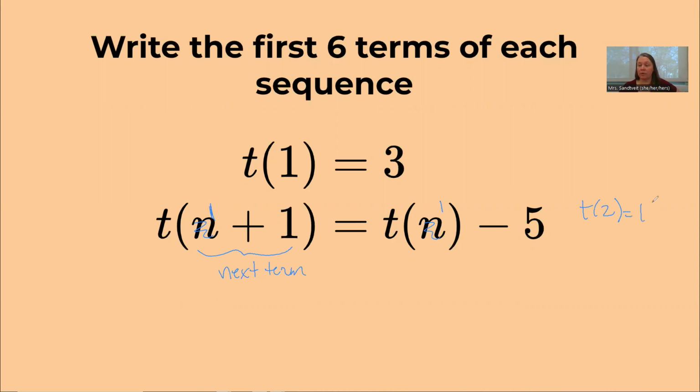So to get term 2, I have to do term 1 minus 5. So I know term 1 is 3, and 3 minus 5 is -2. So that's my term 2, is -2.